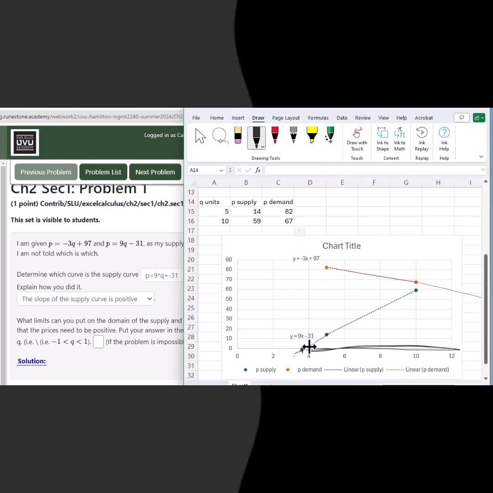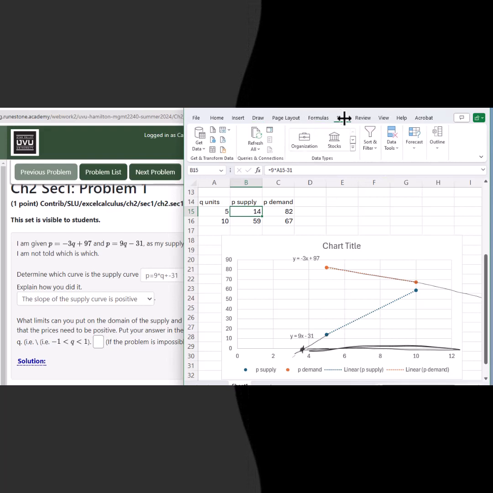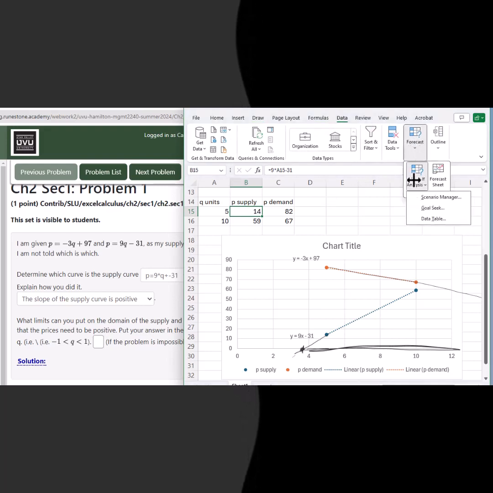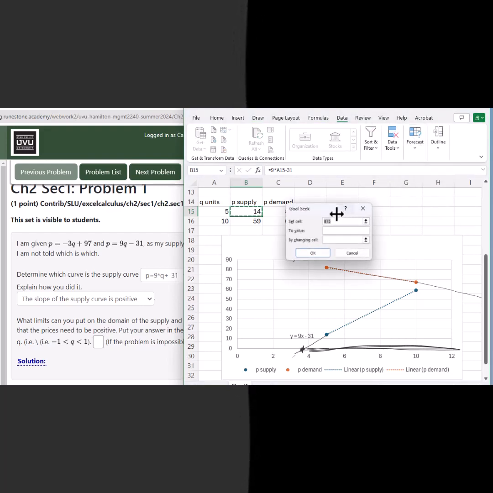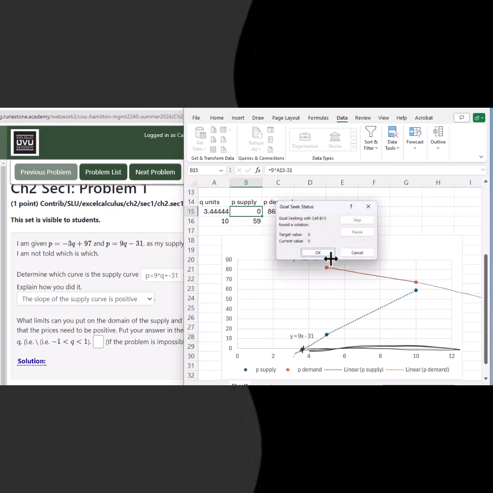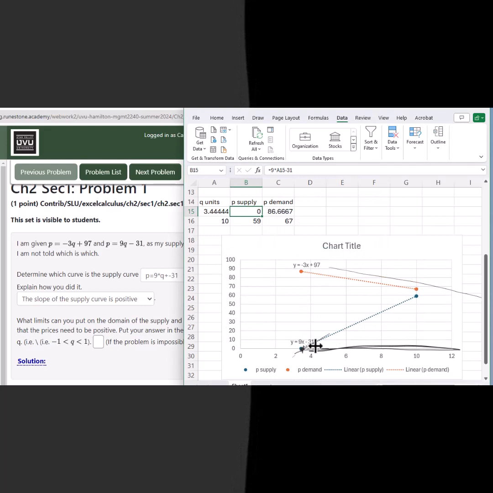I want to know when the supply function would equal 0. There's the supply function. Let's do a what-if analysis, Goal Seek. Set that to a value of 0. That would be a 0 price by changing the number of units. Hit OK. And then notice that my chart updated to include that new number of units. And you can see that's where my 0 value is.